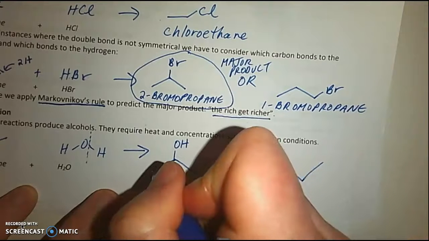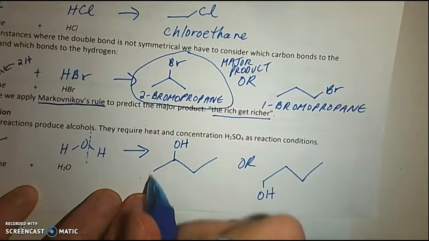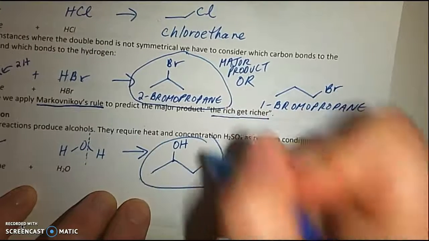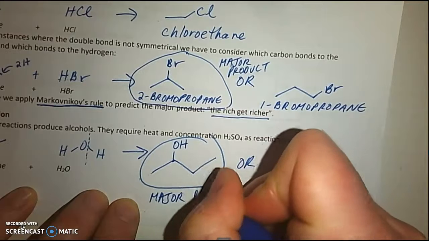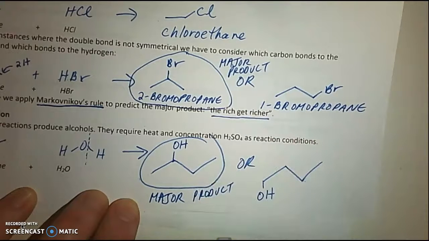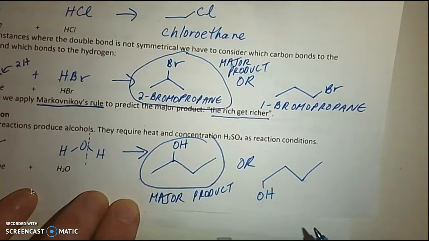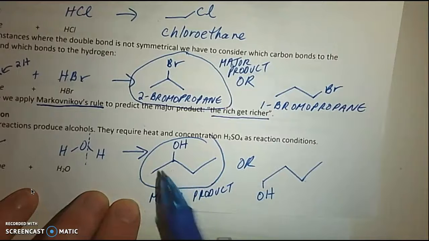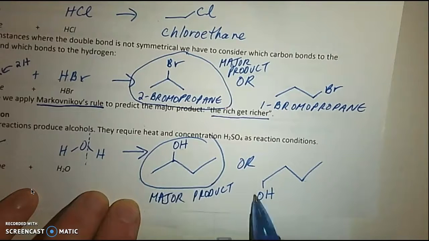And once again, I want my hydrogen to go to the carbon on the end because it already has more hydrogens. The rich get richer. So once again, this is my major product. And I recommend that you go in and practice naming these two just so you have those skills sharp. So these are both butanols, but they have the hydroxyl groups in different positions, so you need to adjust the name accordingly.